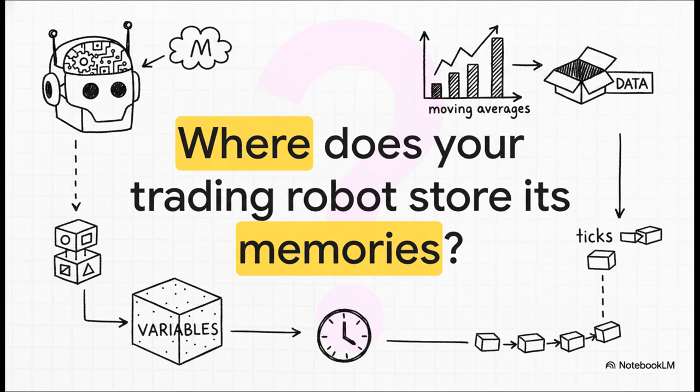Have you ever actually stopped to think about where your trading robot stores its memories? Seriously, when your automated algorithm calculates a moving average, counts the number of open positions, or even just tracks the time of your last trade, how exactly does it remember that data from one tick of the market to the next? Well, the answer lies in variables. They're literally the fundamental building blocks of your system's memory.